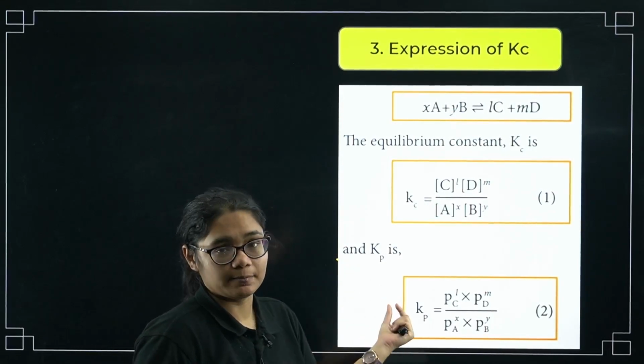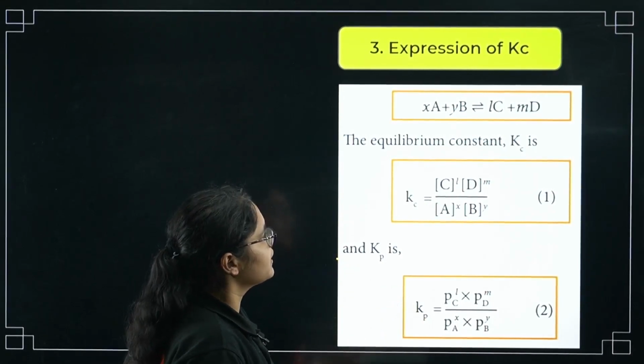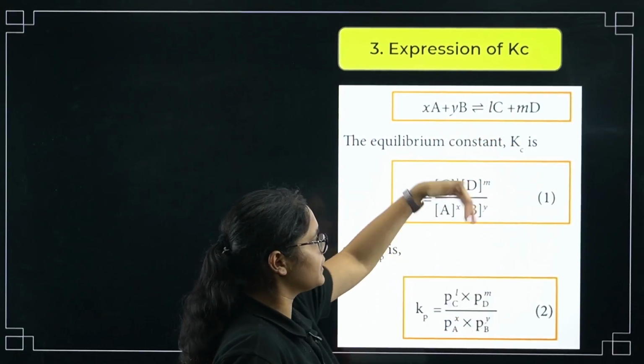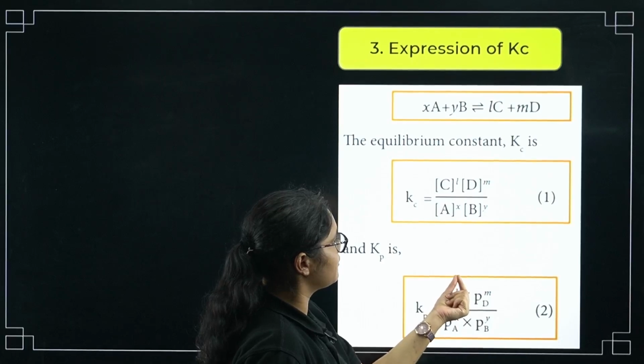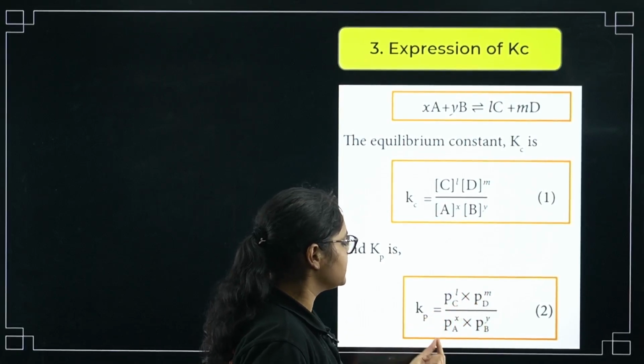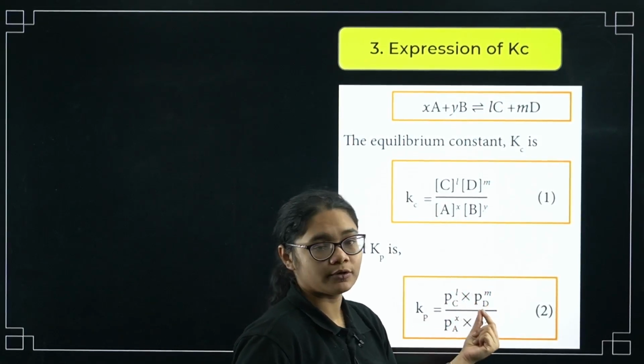Next, Kp. Kp is what? Pressure. You write the same thing, but in terms of pressure, not in terms of concentration. So pressure of C to the power of l, pressure of D to the power of m, divided by pressure of A to the power of x, and pressure of B to the power of y.